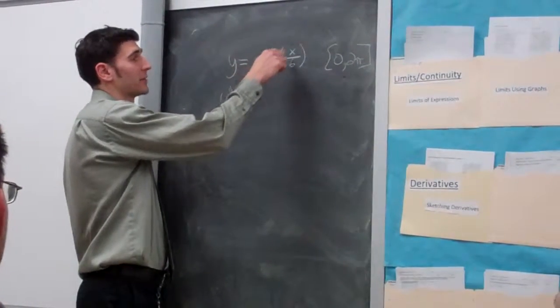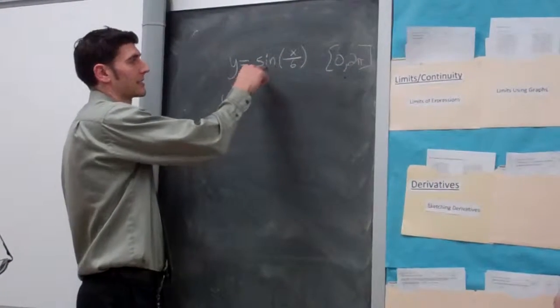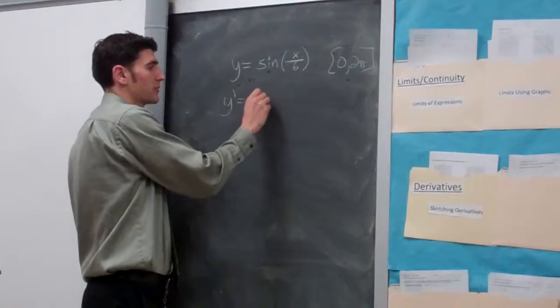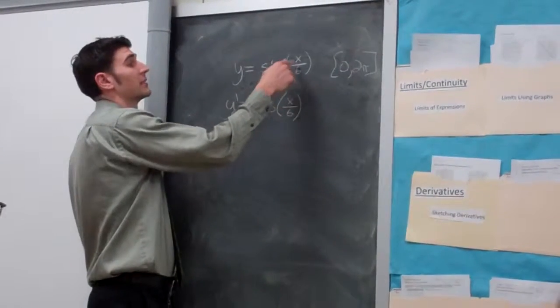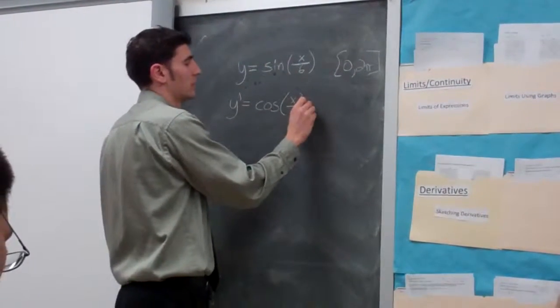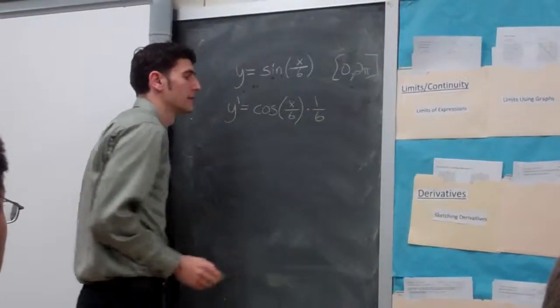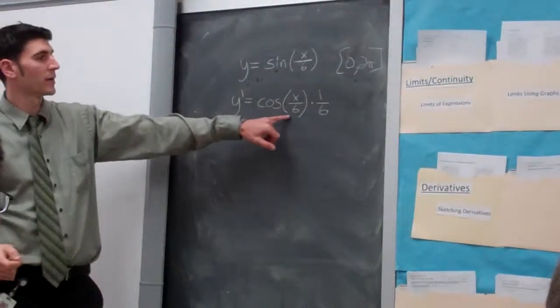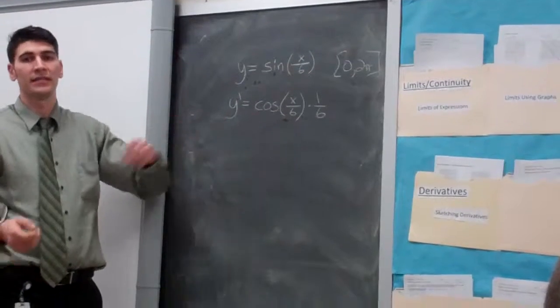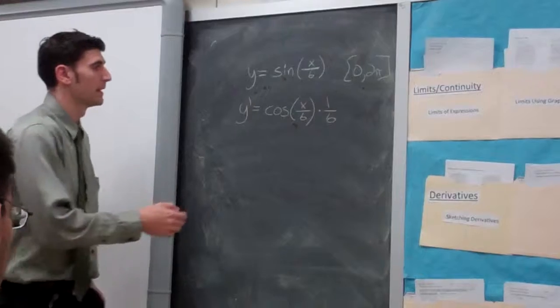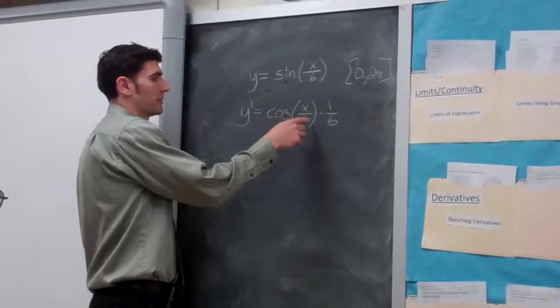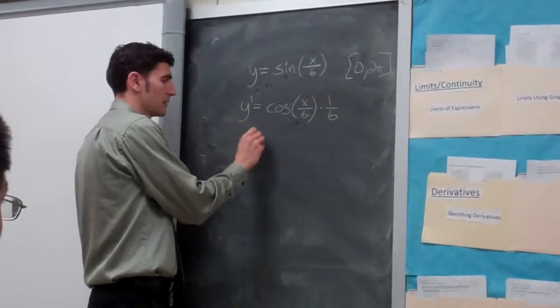So we've got an inside function, x divided by 6, and an outside function, which is sine. We take the derivative of the outside function, which is cosine, and then take the derivative of the inside function, which is 1/6. And then we need to find whether this is equal to 0, because that's the only place that I can have a relative maximum or minimum. So I'm going to set that equal to 0.